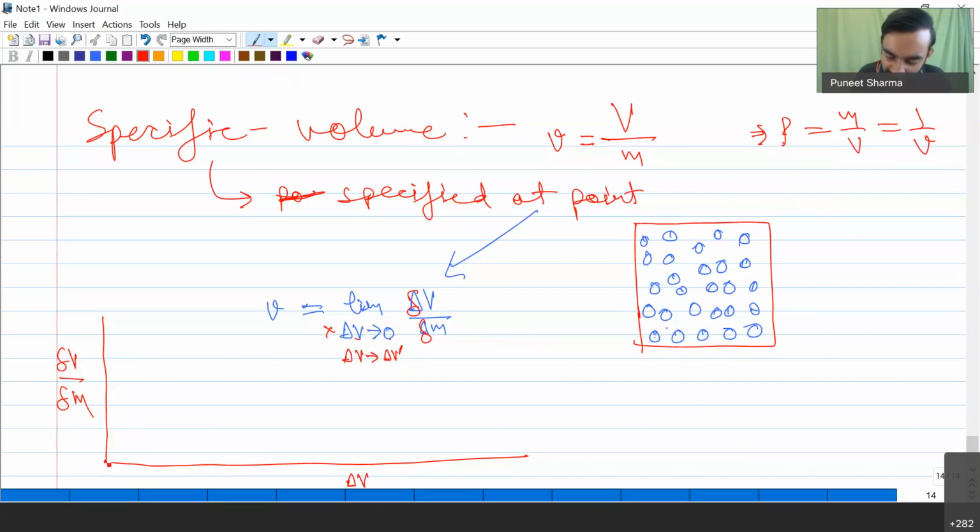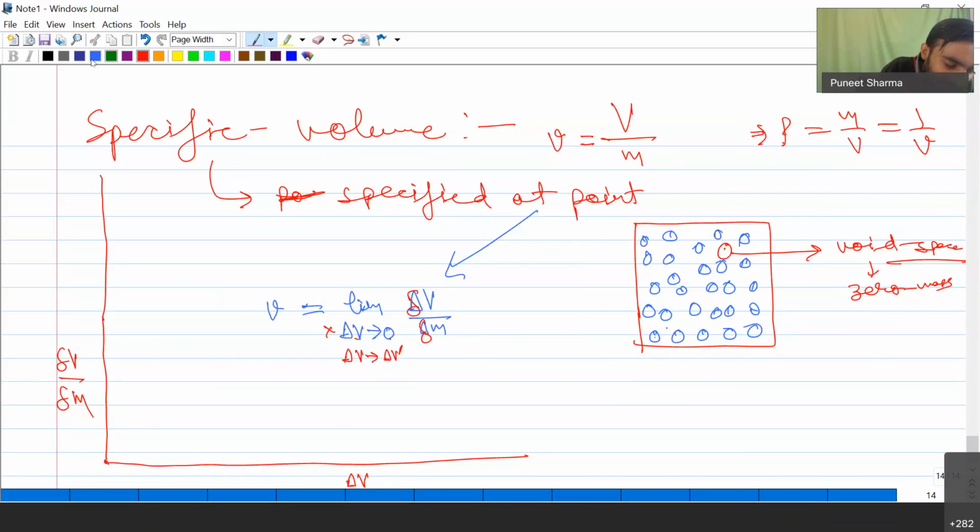Okay. So I may come up with a situation where I am referring to a very small volume, which is close to 0. I may end up in a situation where this volume corresponds to some void space. Okay, so if this volume corresponds to some void space, then obviously we will be having 0 mass at this location. So this particular small volume divided by 0 will become nothing but equal to infinity. Okay, so the idea is we will be finding the value as very large, close to infinity.